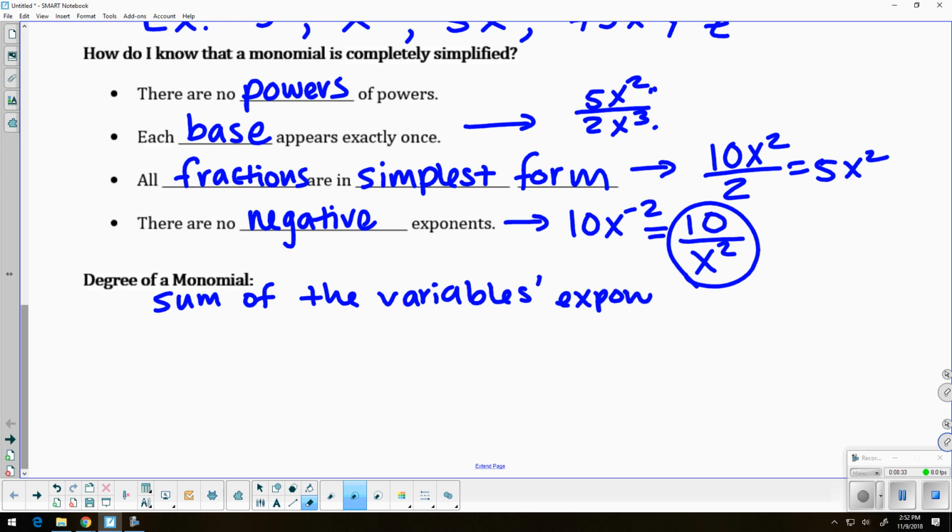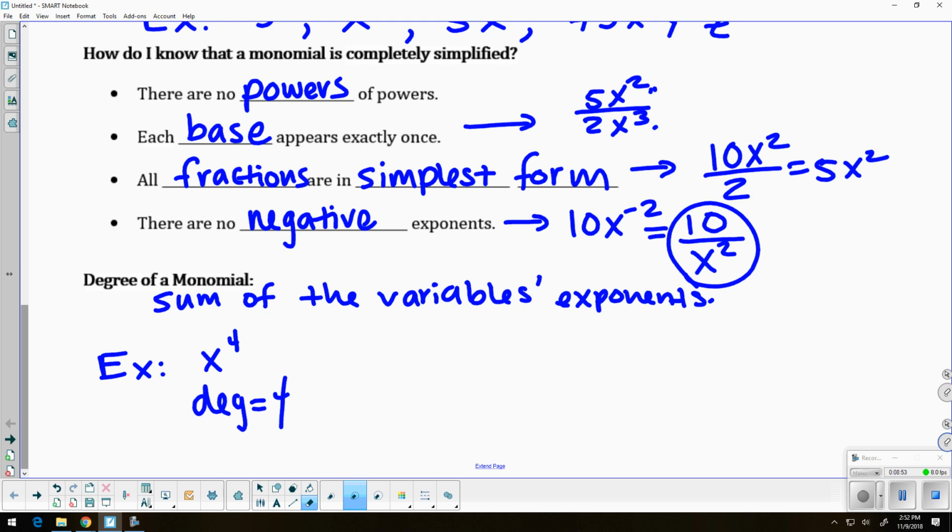The degree of a monomial is the sum of the variables' exponents, because you could have more than one variable, so take that into account. As an example, if I gave you this monomial, x to the 4th power, the degree would just be 4. It's just the sum of all the exponents, and there's only one exponent, which is 4.